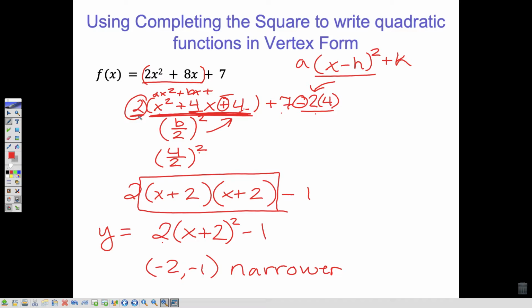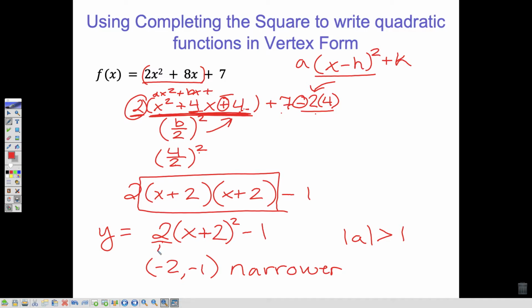How do you know that it's narrower? Because if the absolute value of a is greater than 1, it's going to be narrower than the parent function. Again, just like it's been for three or four weeks. Just remember, guys, this is like rate of change. It's kind of like slope, okay?